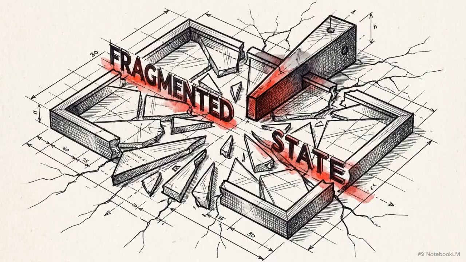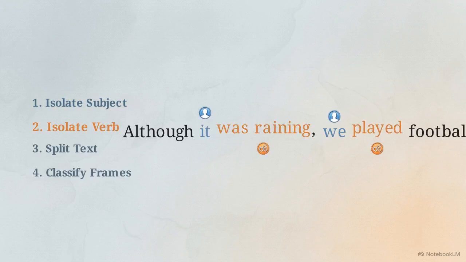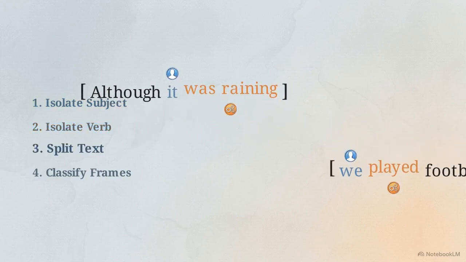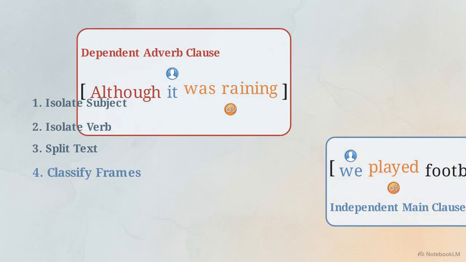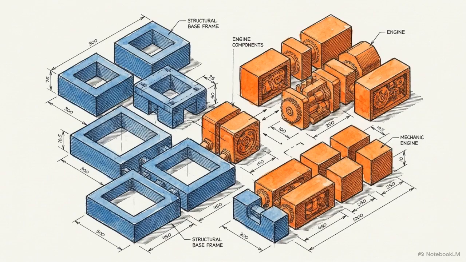The parsing algorithm is a repeatable system for deconstructing text. Step 1, isolate the subject. Step 2, isolate the verb. Step 3 splits the text to see which parts express complete ideas. Step 4 classifies the resulting dependent and independent frames. Using this systematic approach removes the guesswork from reading and writing. It allows you to deconstruct even the densest information into its base components.